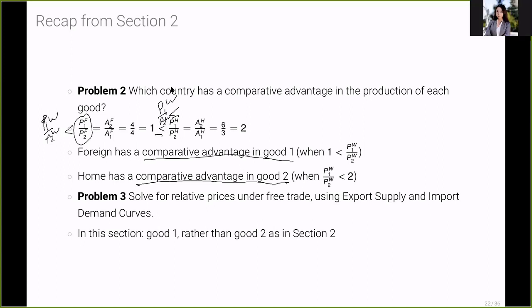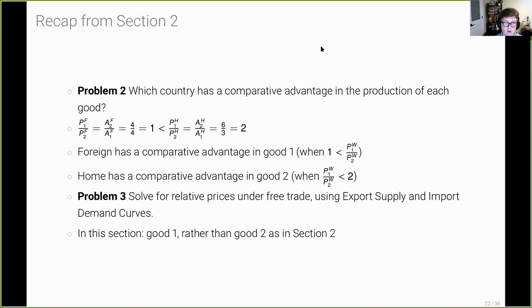Okay, so in that case, foreign will never produce good two. So yes, when the world price is strictly higher than foreign's autarky price, it will never produce good two. That's right. Oh, okay, that makes sense. Thank you. Yep.